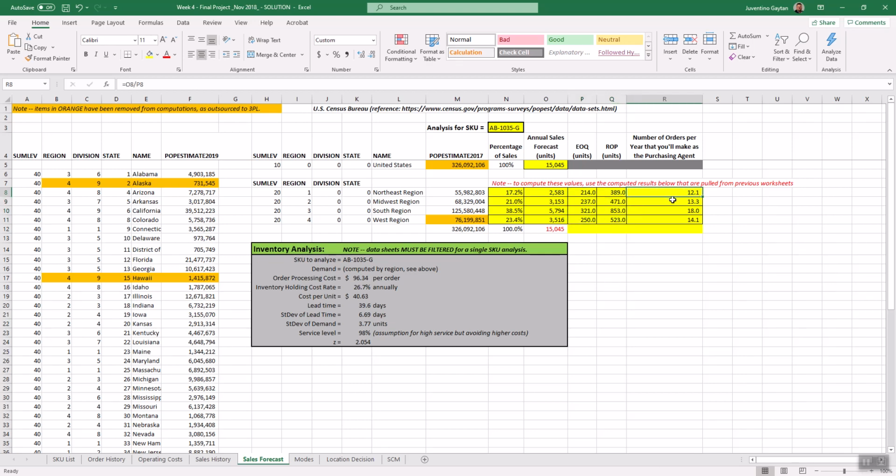And then in order to get the number of orders per year that you'll make as a purchasing agent, all you need to do is divide your EOQ into your annual sales forecast.